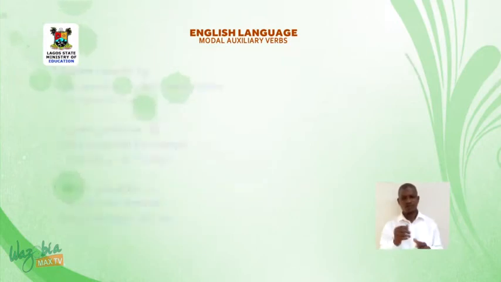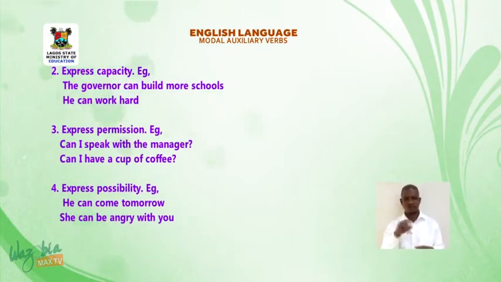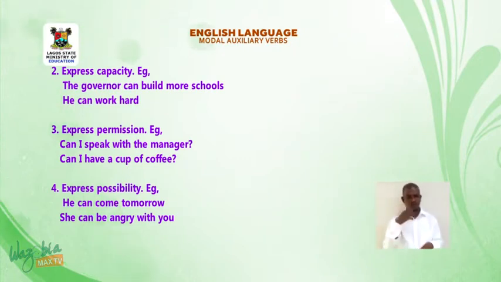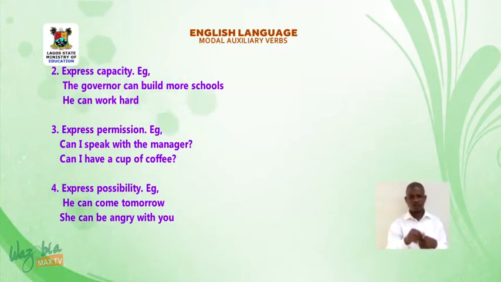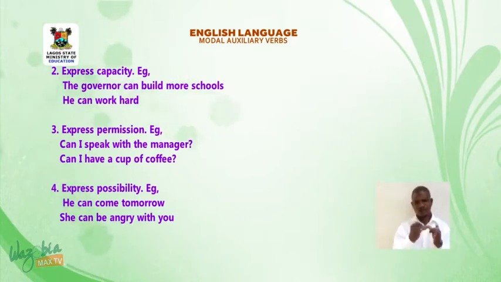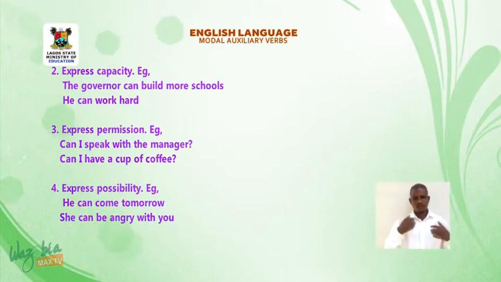Two, to express capacity. For example, the governor can build more schools. He can work hard. Three, to express permission. For example, can I speak with the manager? Can I have a cup of coffee? Four, to express possibility. For example, he can come tomorrow. She can be angry with you.